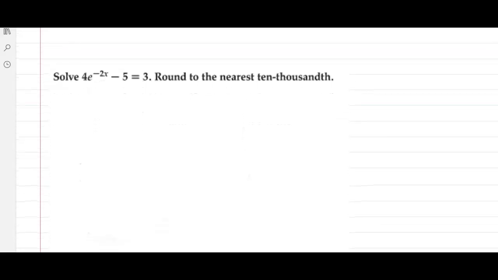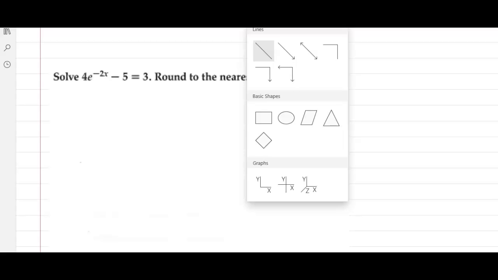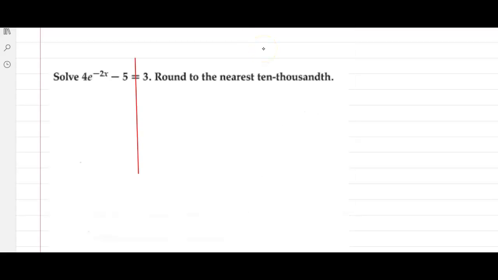All right, let's use these properties to solve this exponential equation. Okay, remember, solving just means getting x by itself. If I have to clear everything off of this side of the equation, except for the x, that means I need to get rid of the 4, e, -2, -5. We're going to use what we know about solving equations to accomplish this.